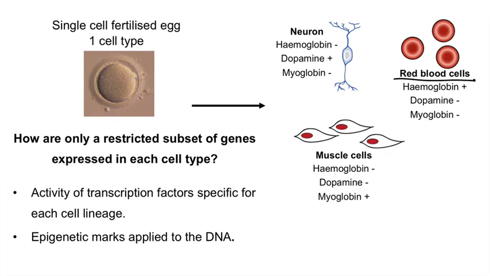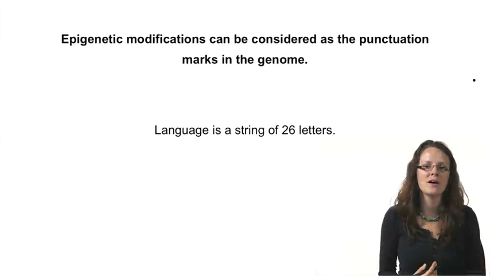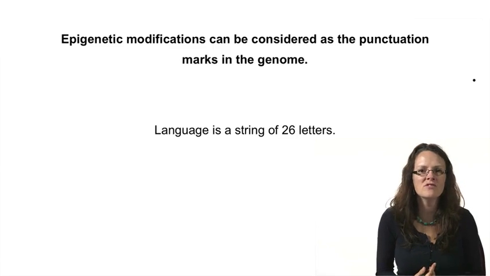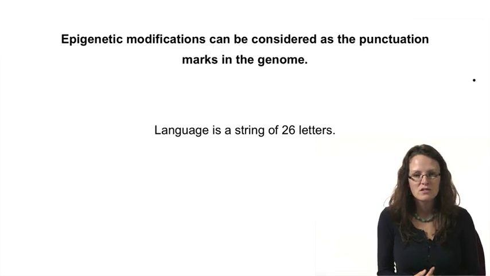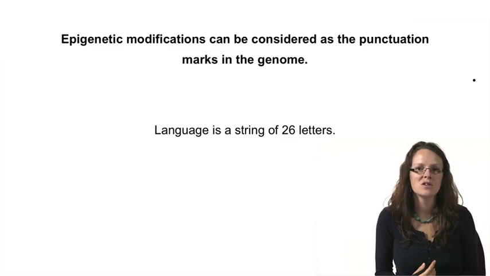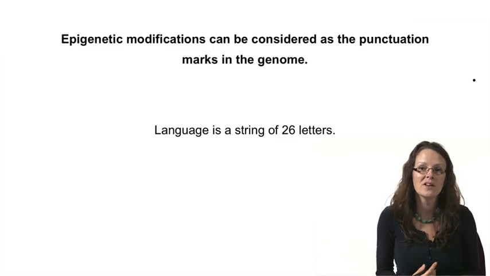So what is an epigenetic mark? What do we really mean by epigenetic marks? Well, these epigenetic marks or epigenetic modifications can really be considered to be very similar to punctuation marks in language. So we know the English language is a string of 26 letters, but when you think about the genome sequence, the genome's language has only 4 letters, A, C, G and T, the 4 bases.